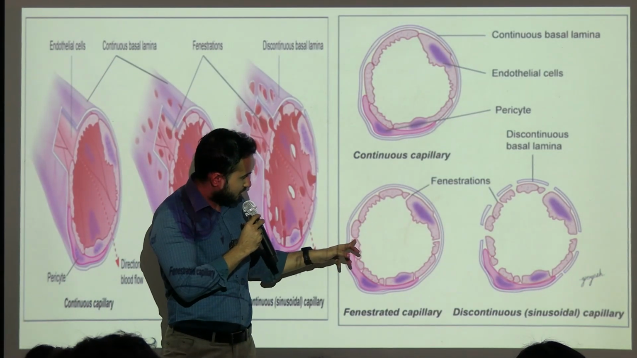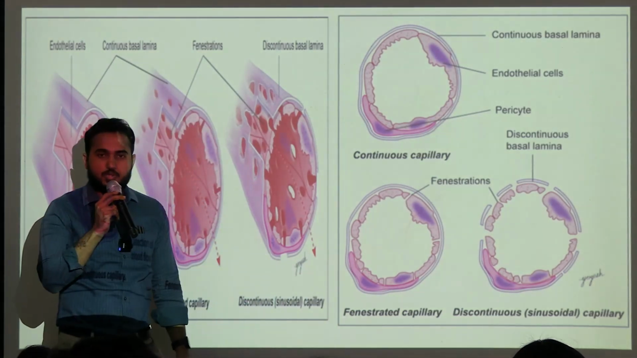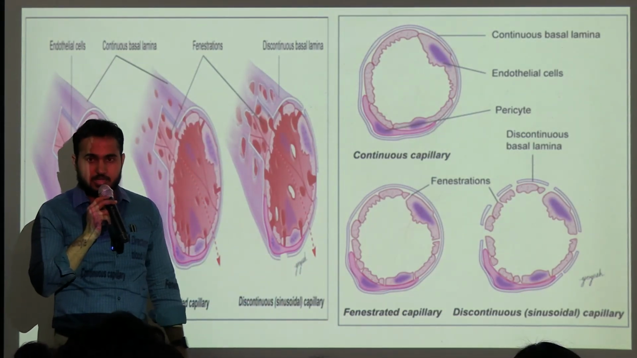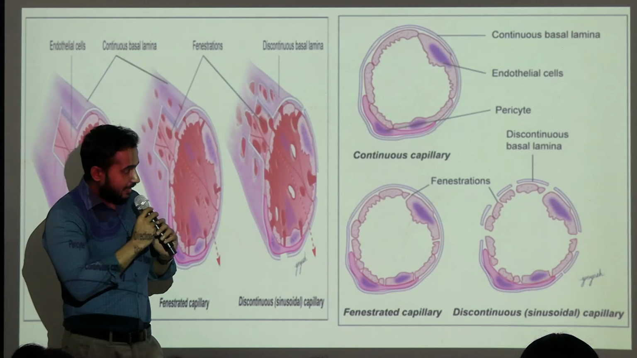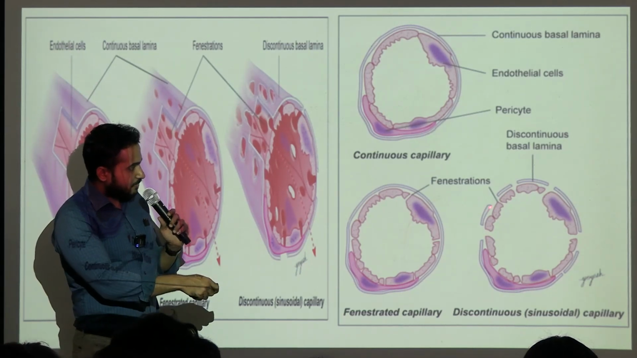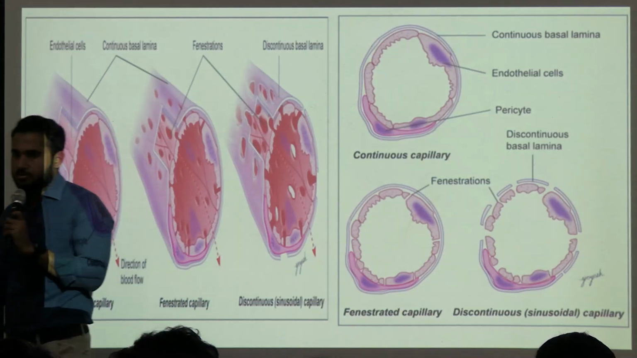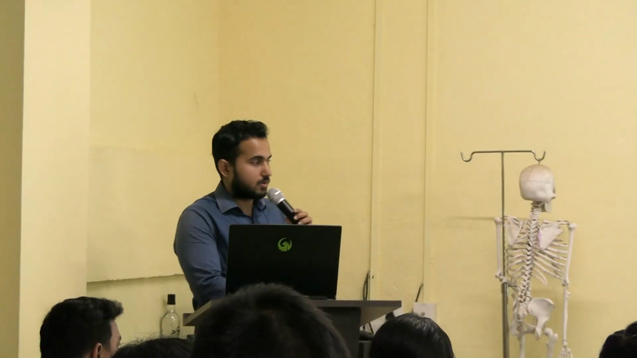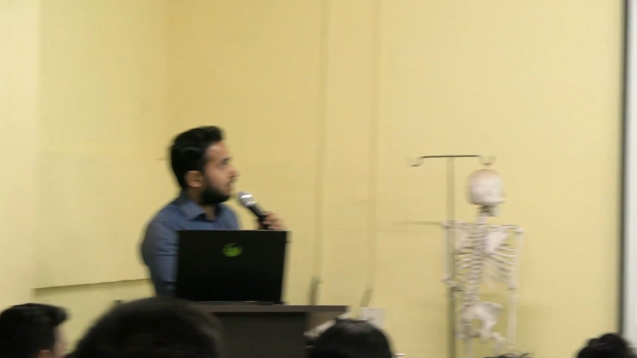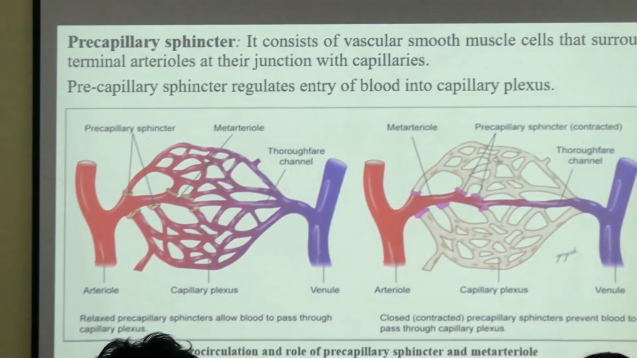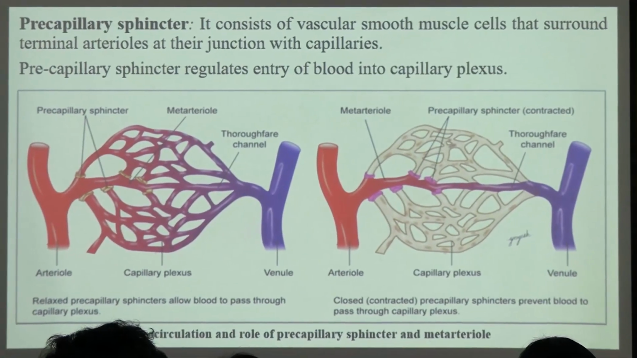Can you see the pores? Okay, like this small pores are there, microscopic. That is the fenestrated capillary. Next, pores भी रहता है and जो basal lamina it is discontinuous. That is called as sinusoids. Okay. Now lastly, this is the thing which you have to understand. तो actually क्या होता है?